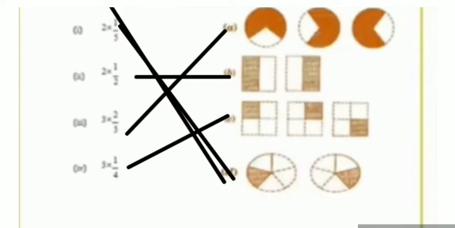So see the figure number D. There are total 2 figures, and in each figure how many parts? 5 parts. Okay, and one part is shaded. It means this is the first answer.